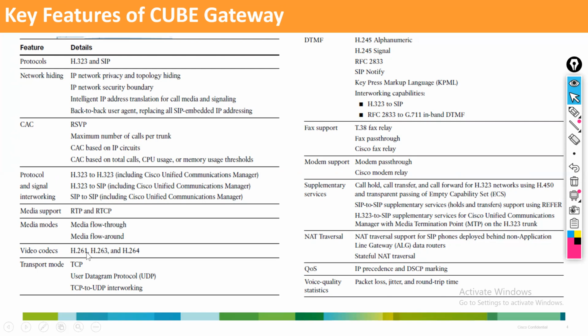Video codecs: H.261, H.263, H.264. These are the different codecs it supports for video calls. It supports both TCP and UDP protocols. All types of DTMF it supports, fax protocols it supports, media supports, and any supplementary services. If you want to implement NAT, it supports NAT also. Voice quality and QoS you can implement. Every feature will be supported like a voice gateway. All this we can implement on a normal voice gateway, but the same features it also supports under CUBE.